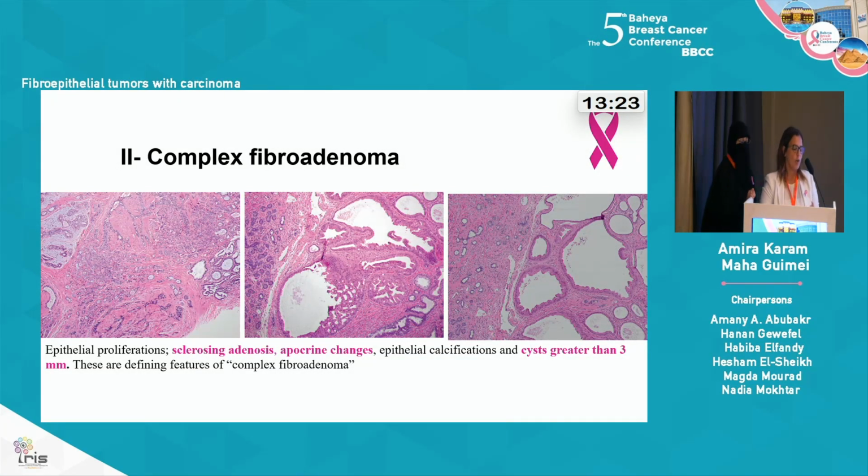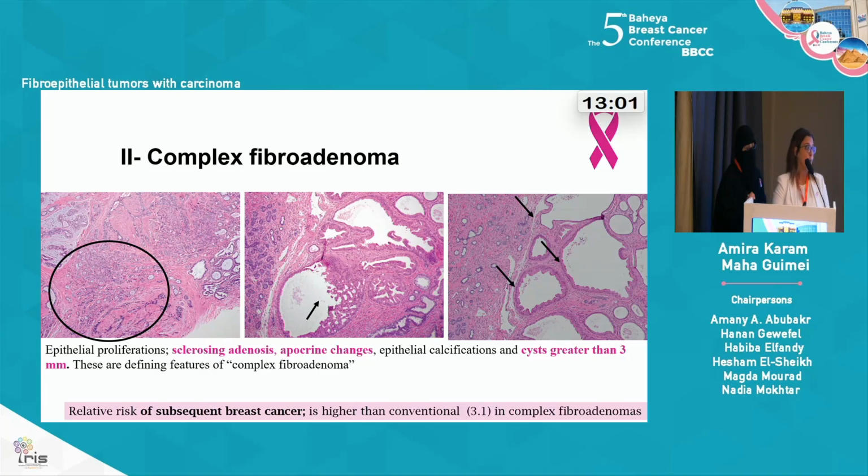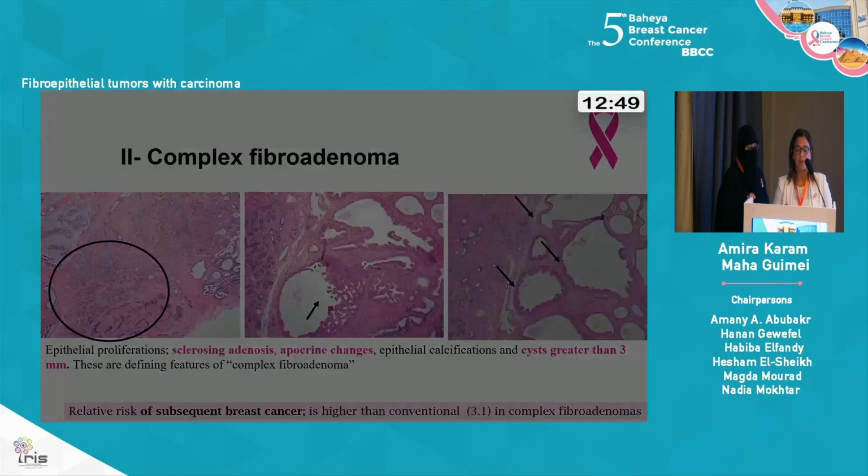The other type, the complex fibroadenoma, we call complex when we see certain criteria on histology. One is sclerosing adenosis, this area of crowded glands together. Others are papillary apocrine metaplasia, cysts larger than 3 millimeters in diameter, or epithelial calcification. The risk of a subsequent breast cancer in a complex fibroadenoma is definitely higher than in a conventional fibroadenoma. It reaches 3.1 compared to 1.5 to 2 in the simple fibroadenoma.